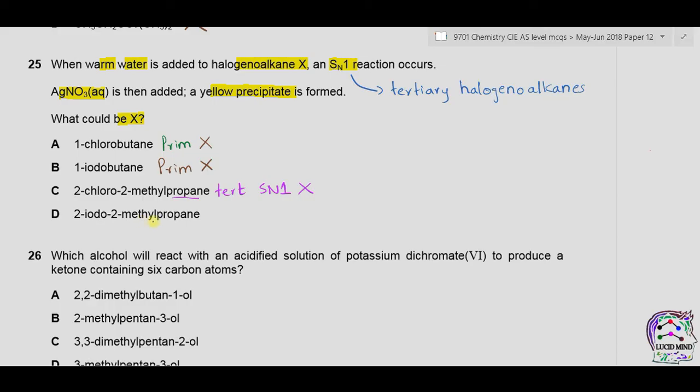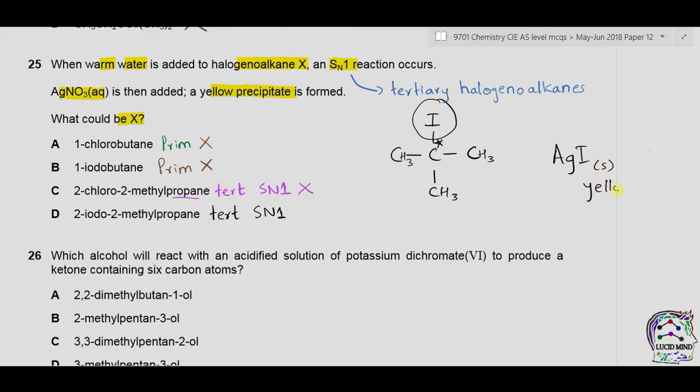In part D, we have 2-iodo-2-methylpropane. Again, we have 3 carbon atoms in the long chain. On the second carbon, we have iodo and methyl. As the carbon atom attached with iodine is further attached with 3 carbon atoms directly, this is a tertiary halogenoalkane, and it will follow the SN1 mechanism. The second thing is the formation of precipitate. As we have iodine, it will form AgI with silver nitrate, and AgI is yellow in color. As in the question a yellow precipitate was given, therefore D could be the correct option. The answer is therefore D.